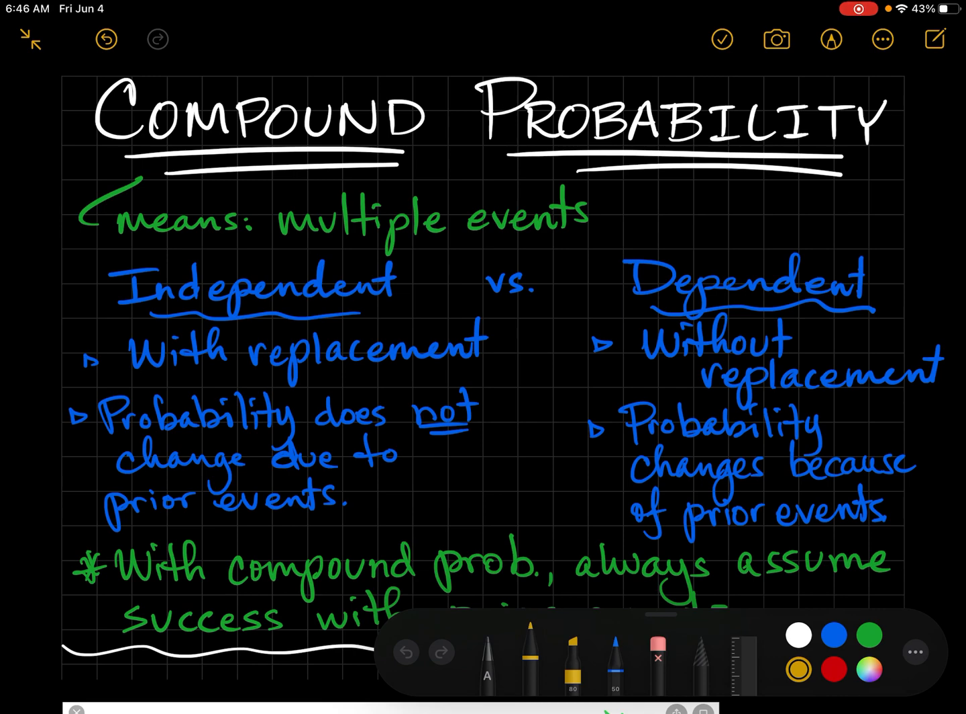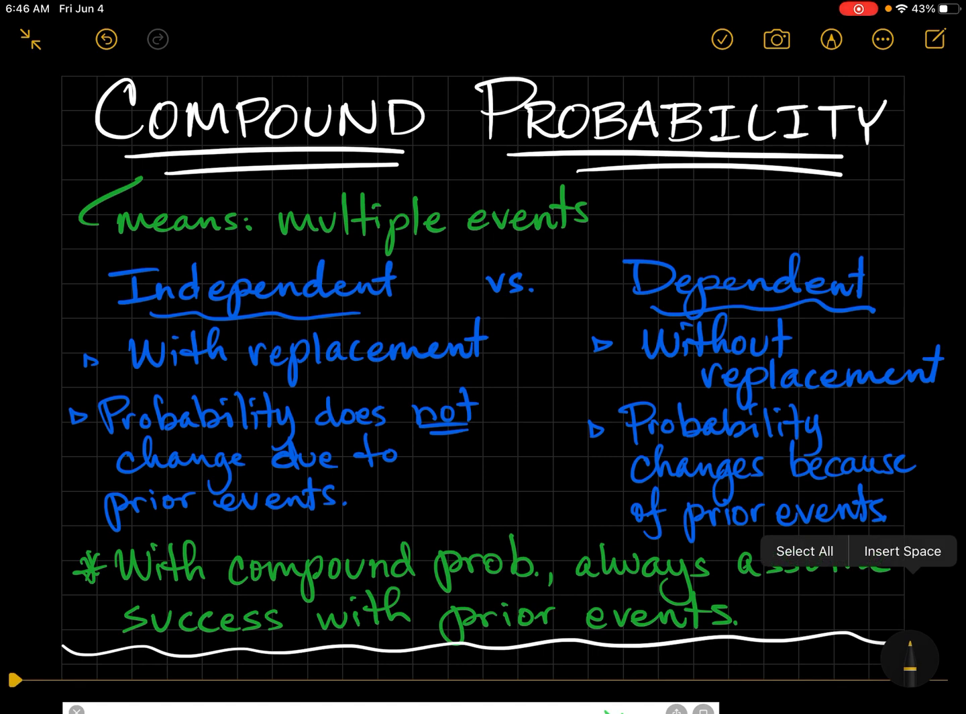replacement. Like say you're drawing marbles out of a bag. So if it's independent, you would put the marble back in after you draw it the first time. If it's dependent, you would keep it out. But the main thing that I want you to understand is that if it's independent, the probability does not change due to prior events. Okay, if it's dependent, that means prior events would affect your probability.